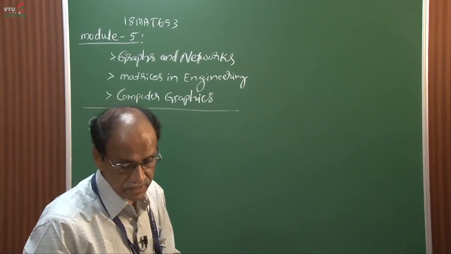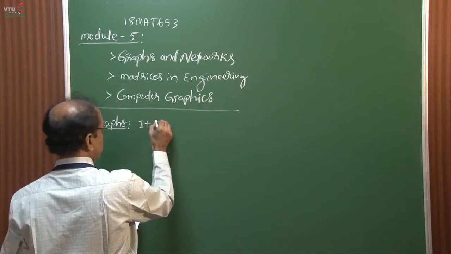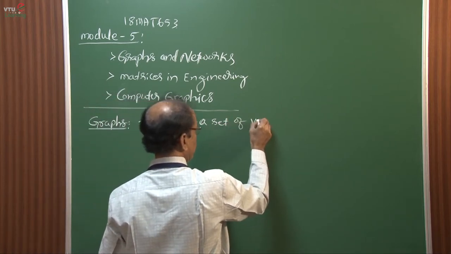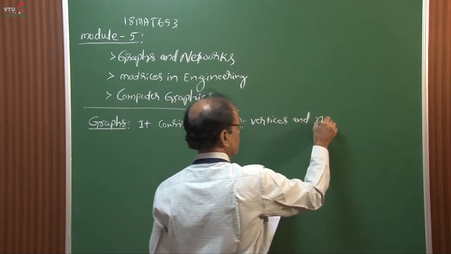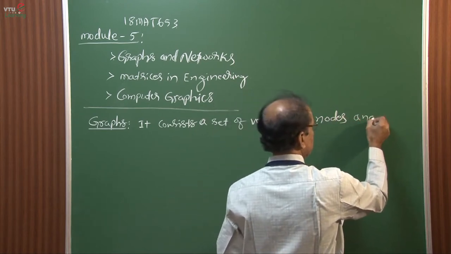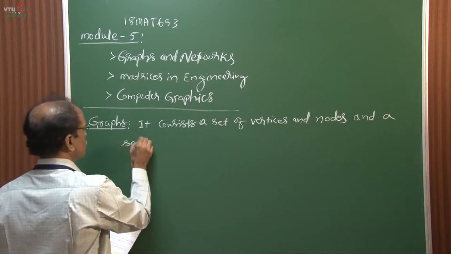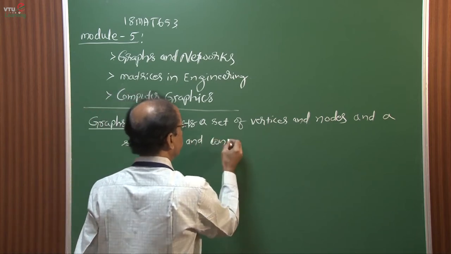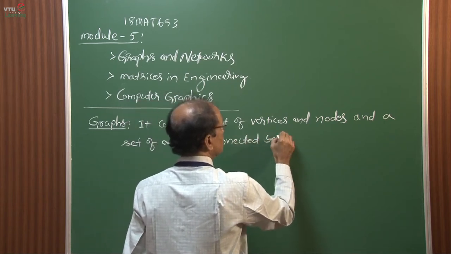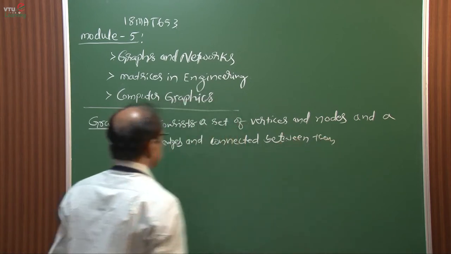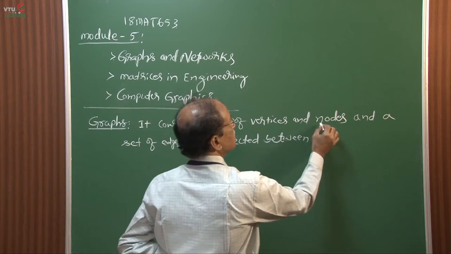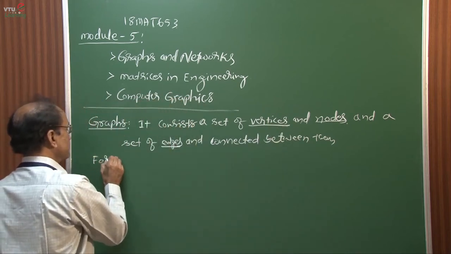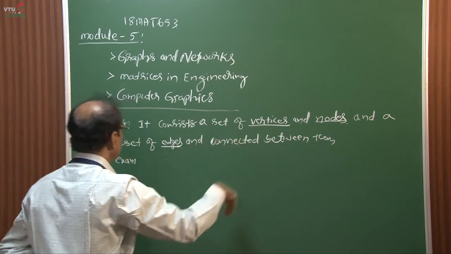The basic meaning of this graph is, it consists of a set of vertices and nodes and a set of edges connected between them. Now, I have mentioned nodes, then edges, then vertices. Okay. Now I will take an example. I shall explain all the three through example.